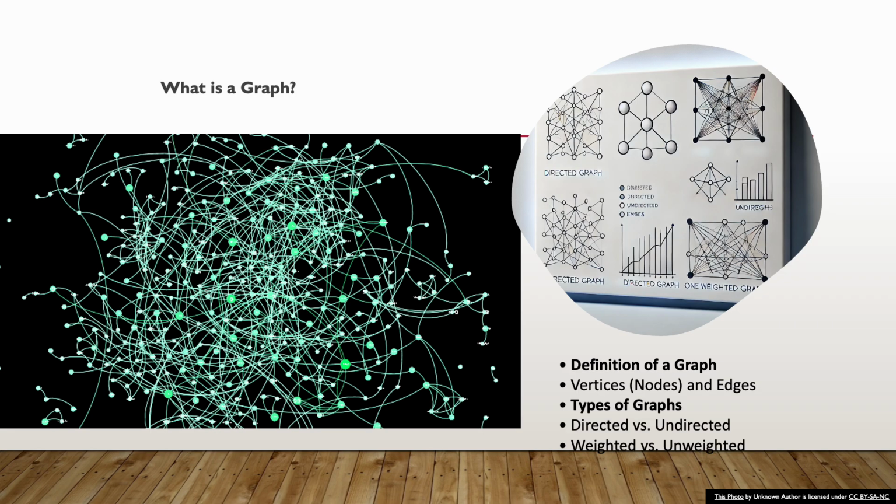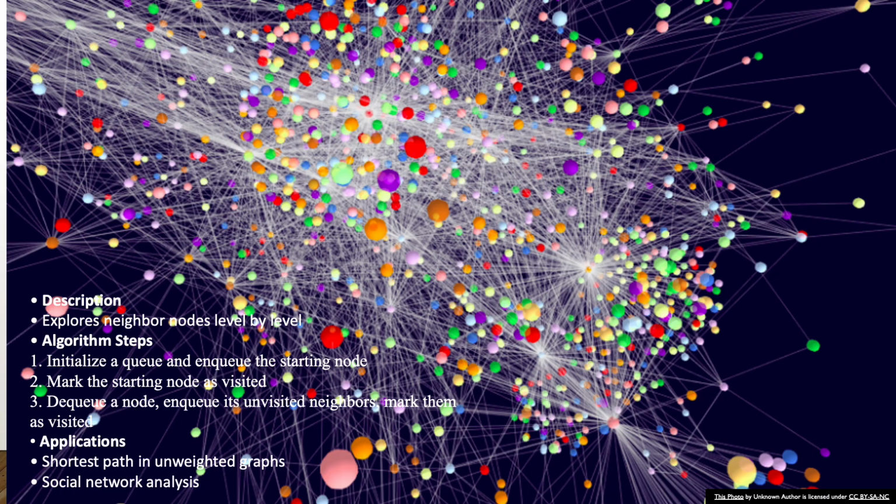A graph is a collection of vertices or nodes connected by edges. Graphs can be directed, where edges have a direction, or undirected, where edges have no direction. They can also be weighted, where edges have weight or cost, or unweighted. Understanding these fundamental concepts is essential for working with graph algorithms.